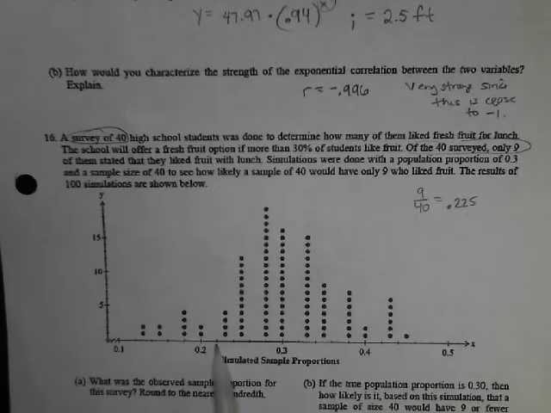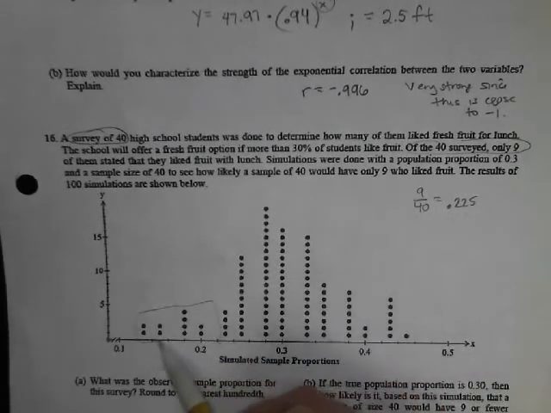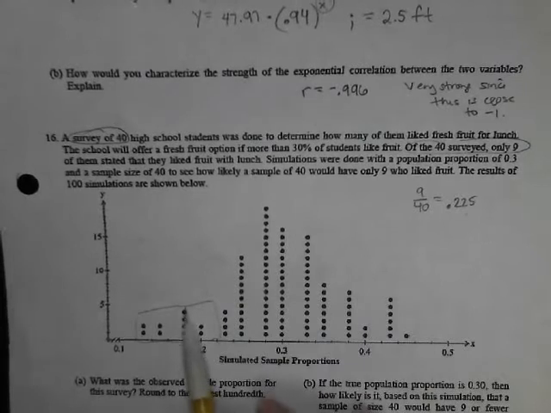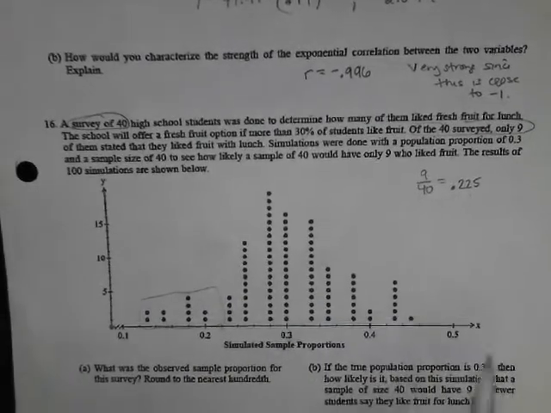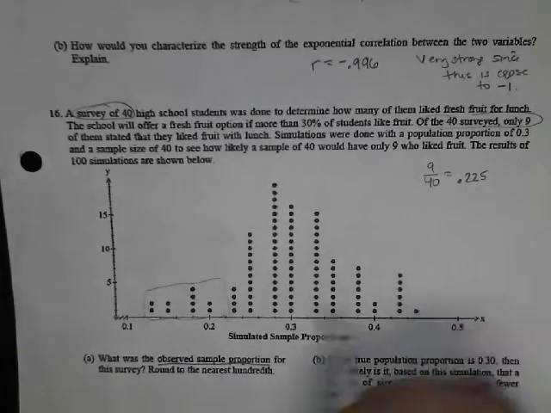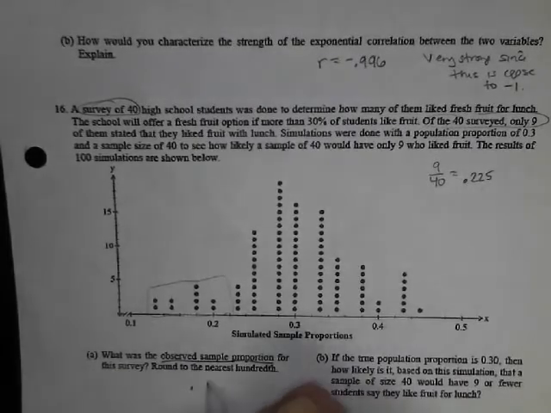So 0.225, here's 0.225. 0.22, 24, 26, 28. So 22 is here. 24 is here. So probably that bunch right there. 1, 2, 3, 4, 5, 6, 7, 8, 9, 10 out of the 100 simulations. So the observed sample proportion they asked for is the 0.225. Rounded to the nearest hundredth is 0.23.